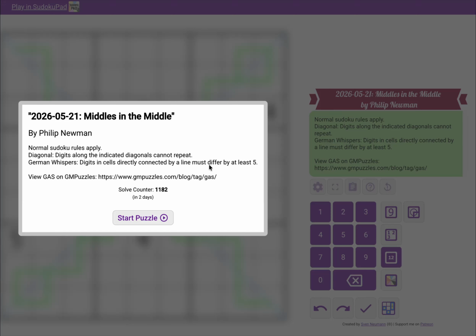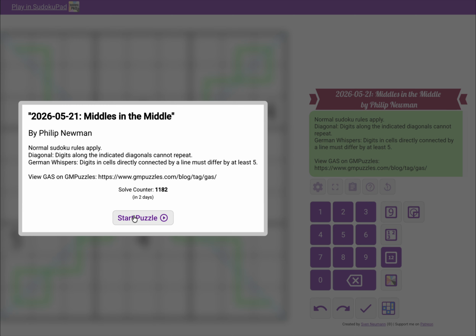Okay, guys, we're doing another genuinely accessible Sudoku. Today's is Middles in the Middle by Philip Newman. We're doing normal Sudoku rules, a diagonal, so digits along the indicated diagonals cannot repeat. There's like an additional region. German whispers, digits in cells directly connected by a line must differ by at least 5.